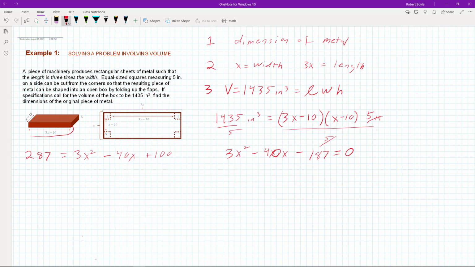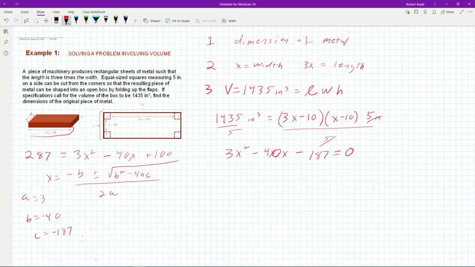That's more power to you. We could complete the square. What I'm going to use is the quadratic formula. Okay, and what is the quadratic formula? Well, that is just basically x is equal to negative b plus or minus the square root of b squared minus 4ac, all divided by 2a, where a is equal to 3, b is equal to minus 40, and c is equal to negative 187.